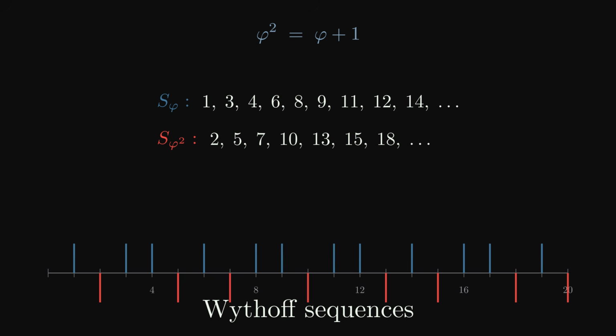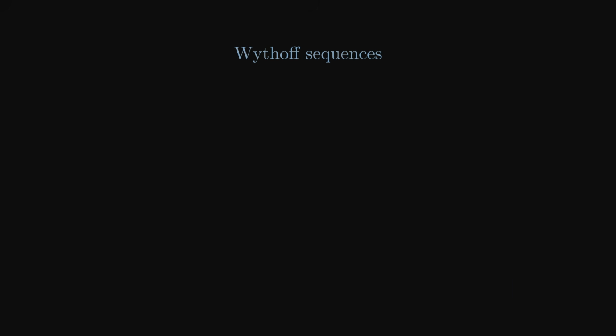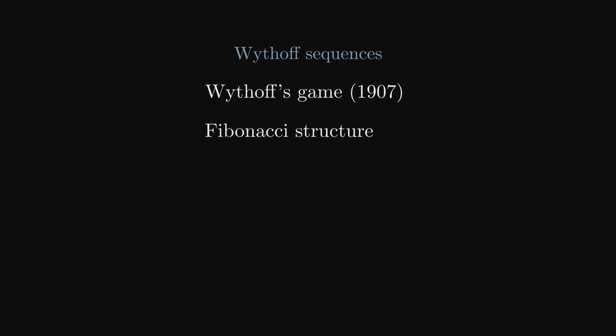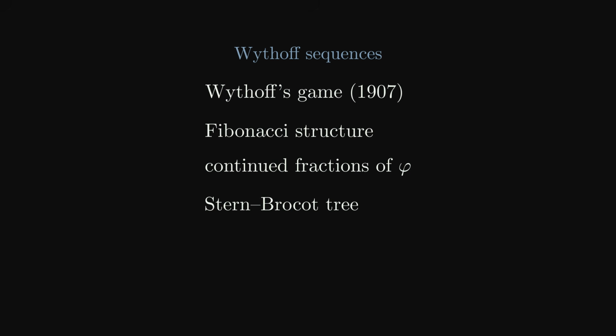Phi shows up in game theory because phi shows up in number theory, because phi is the simplest irrational. The Wythoff sequences also appear in the structure of Fibonacci numbers, in the explicit formulas for continued fractions of the golden ratio, in the theory of substitution dynamical systems, and in the recursive structure of the Stern-Brocot tree. The golden ratio's Beatty pair is a hub. Many connections in number theory, game theory, and combinatorics route through it.